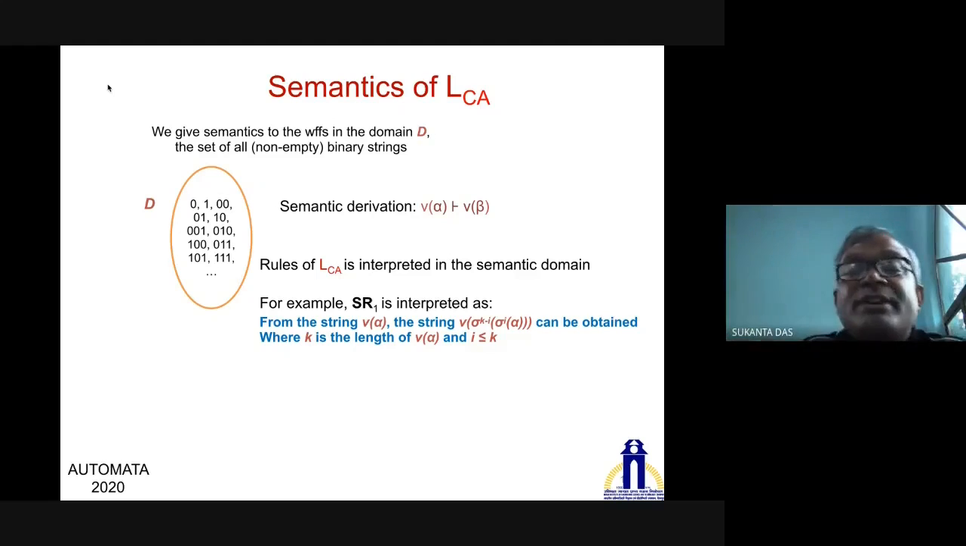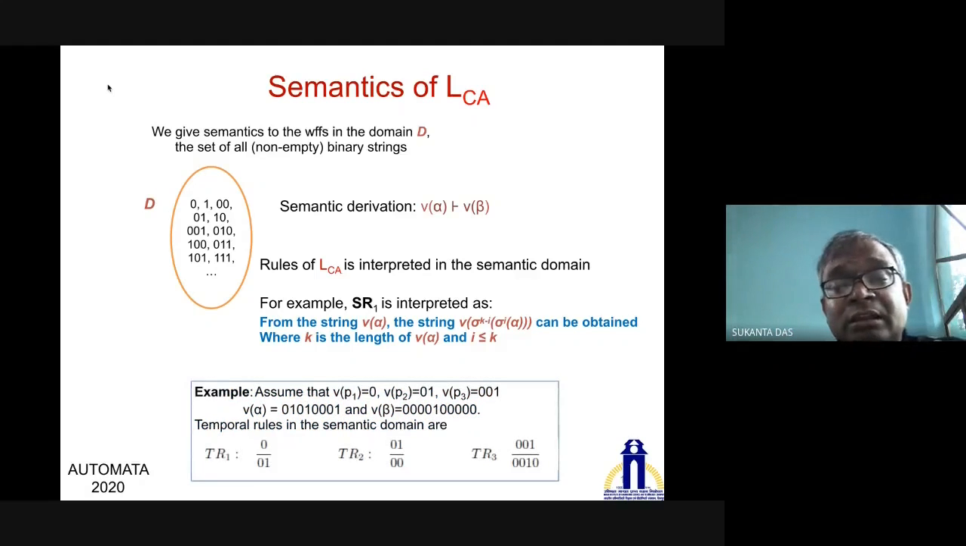So here I put V in front of them. From the string V alpha, the string V of sigma to the power k minus i, sigma to the power i alpha can be obtained. And where, as usual, k is the length of V alpha. In the previous case, in the syntax, we said k is just a natural number. Here I am specifying k is the length of V alpha. So V alpha is a binary string and k is its length, and i is equal to k. So in this way, we can interpret all the rules which we have defined in our syntax.